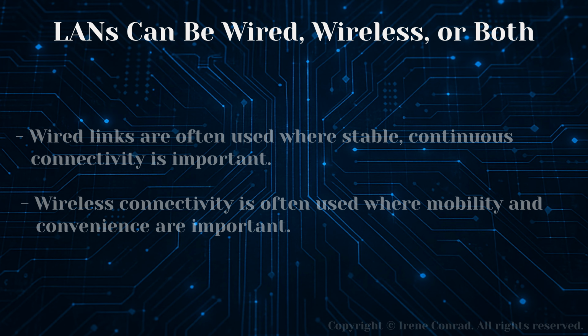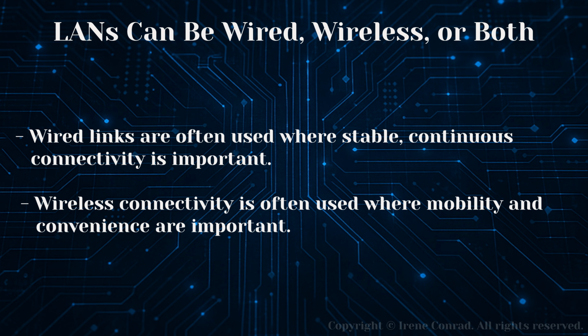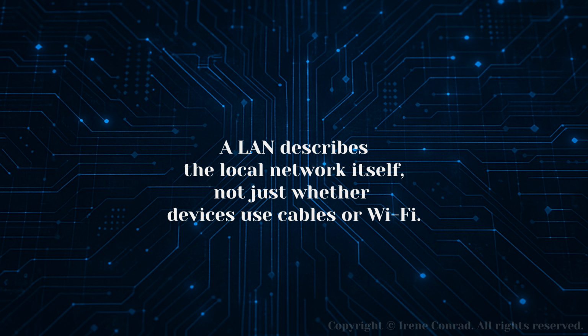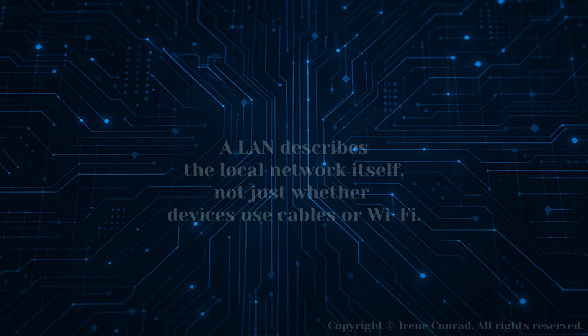For example, a desktop computer in an office might be wired for stability and speed, while laptops and phones use Wi-Fi. At home, a game console or desktop PC might be wired, while tablets and smart devices connect wirelessly. So the big idea is this: LAN describes the local network area, not just one connection method.